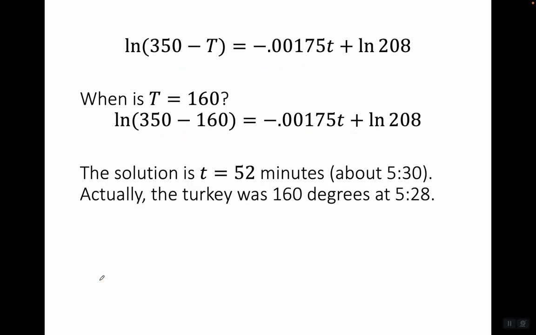So when is T equal to 360? Let's figure out when the temperature is going to be 360. Let's plug in capital T equals 360. So we end up with natural log of 350 minus 360 equals negative 0.00175 t plus natural log of 208. You can just solve that using arithmetic. And the solution turns out to be t equals 52 minutes, which is about 5:30. And actually, the turkey was 162 degrees at 5:28. So this model actually worked out pretty well.